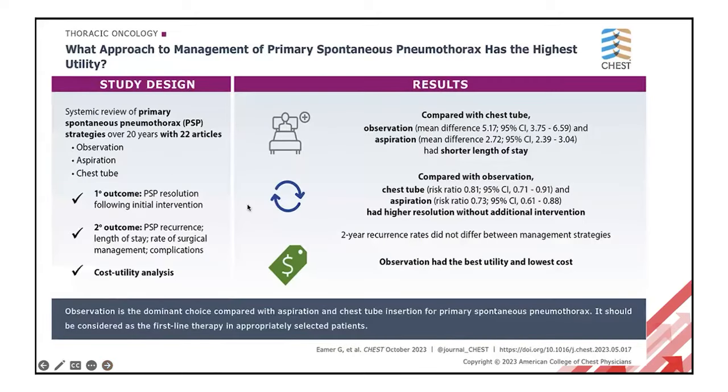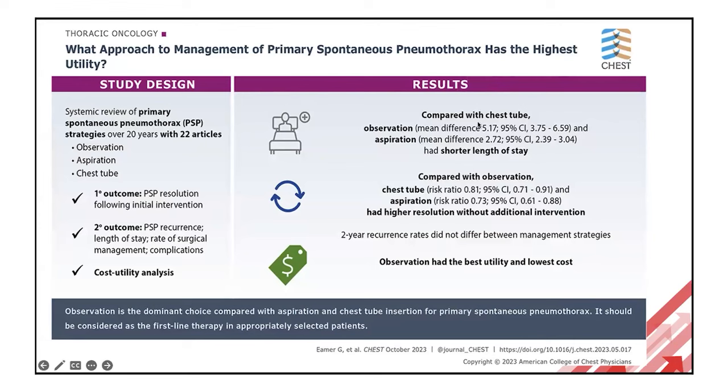Then there was also, I think this is a good study just to mention. It was published in the American Journal of Chest Physicians last year. It's a study that was comparing what modality is found to be better or has the highest utility. And they actually also considered cost utility between a chest tube and aspiration and observation. So from their primary outcome, primary spontaneous pneumothorax resolution after initial intervention, whether it was just observing or aspiration or chest tube.